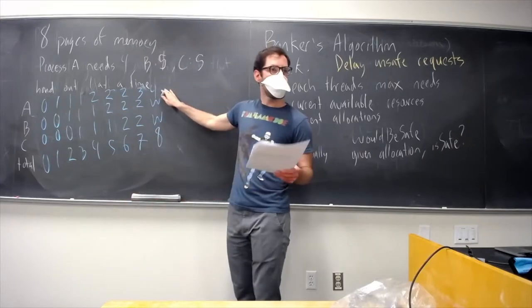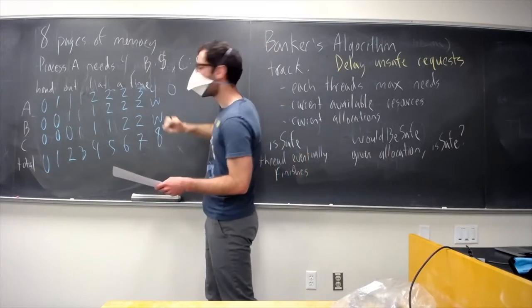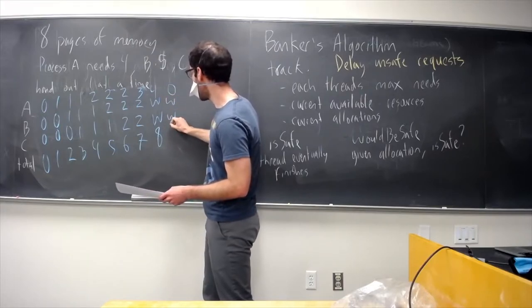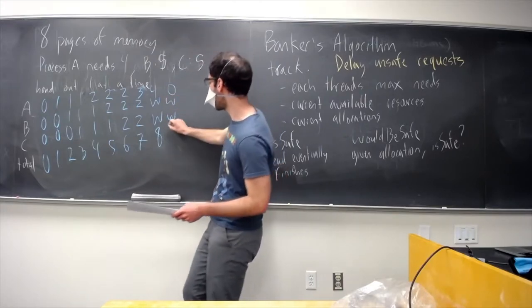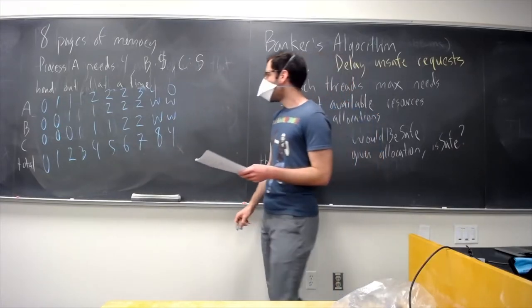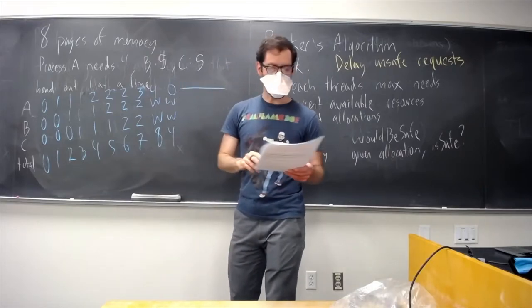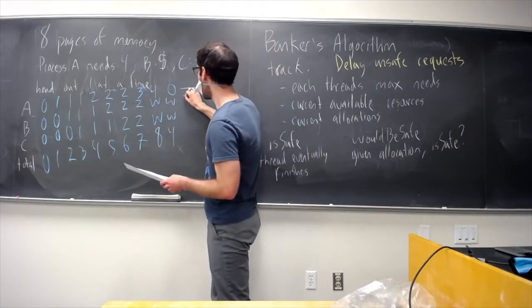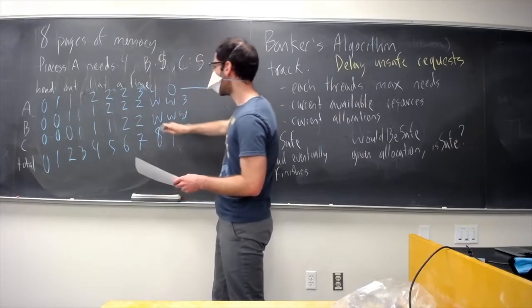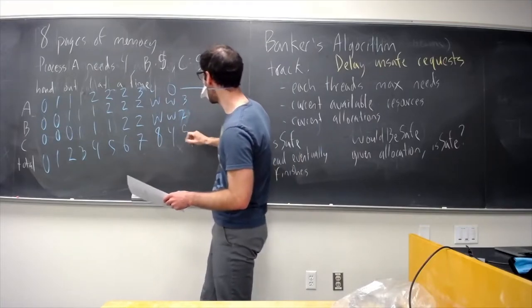A can now finish, and so at some point later, A releases all the pages it's holding, other processes are still waiting, and so now our total allocated is back to 4, and we can start handing these out again. A is done, not going to use any. We can hand a third to B. C is still at 2.